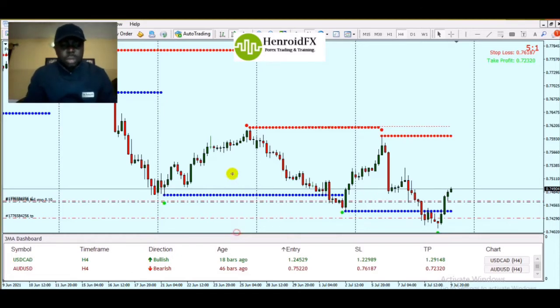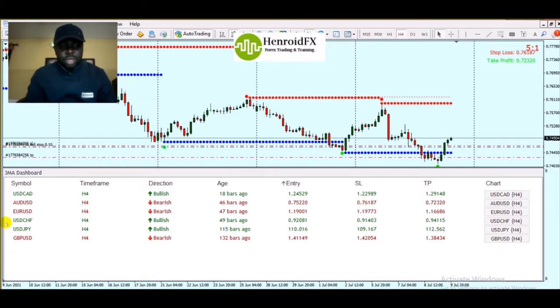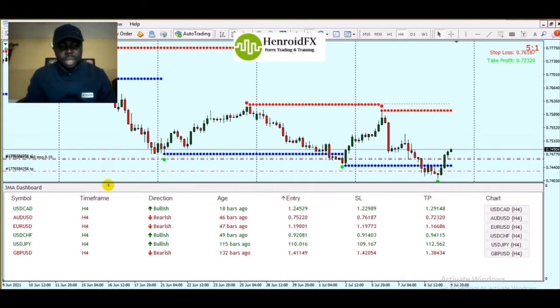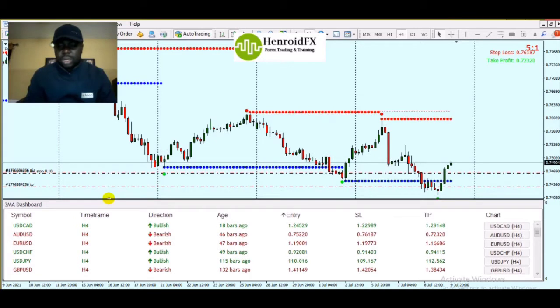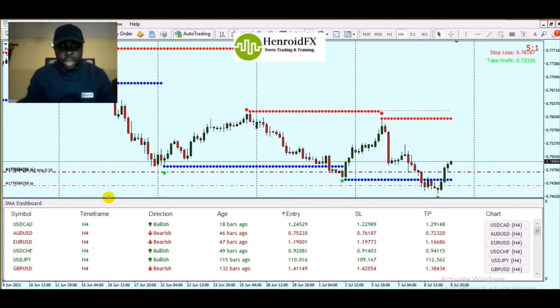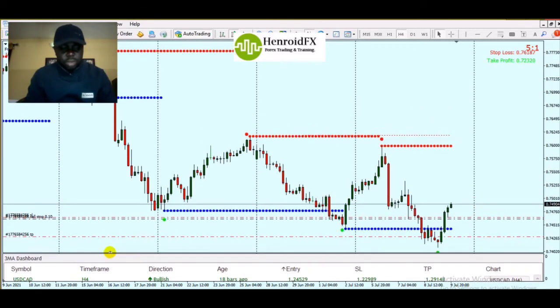Quickly, my 3MA dashboard already gives me 1, 2, 3, 4, 5, 6 currencies to look out for this week. And I'm a swing trader. I do not like spending time on the screen watching the moves and all that. I take advantage of the long moves, 200 pips, 100 pips, 300 pips, sometimes up to 1,000 pips. And so if you look here, let's reduce it down so that we can have a lot on the screen.